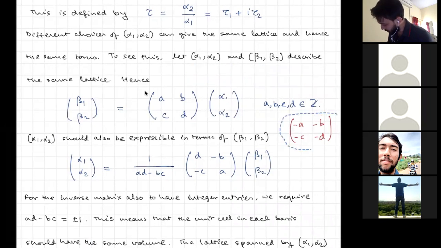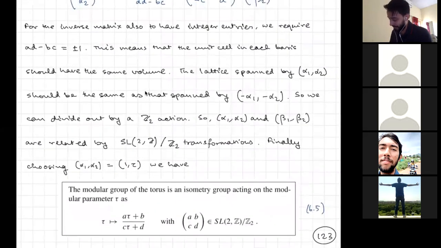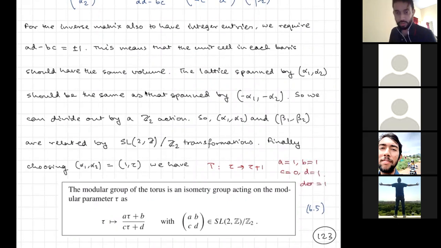Any more questions? So the T transformation has determinant 0, right? No, maybe I'm wrong. T takes tau to tau plus 1, right? Then A has to be equal to 1, B has to be equal to 1, C has to be equal to 0, and D has to be equal to 1. Yeah. So the determinant is always 1. The determinant for all of these things will be equal to 1.